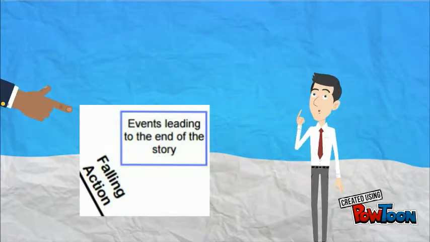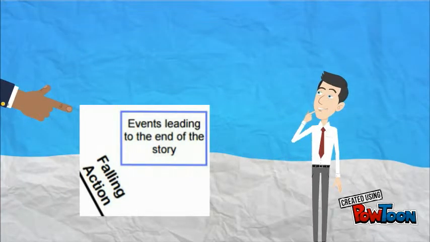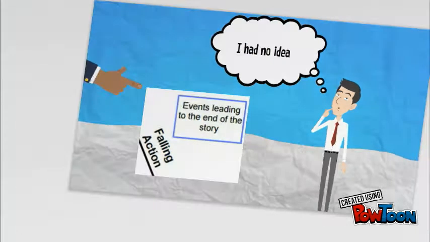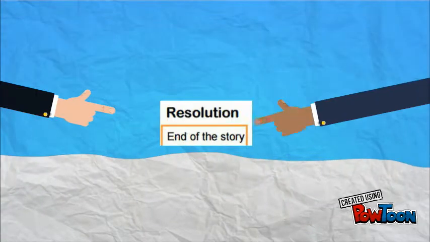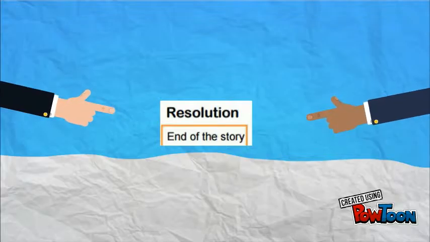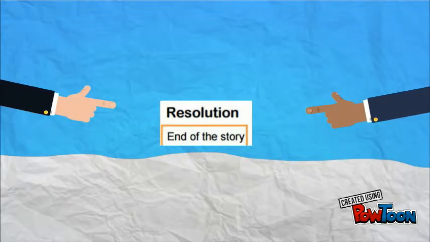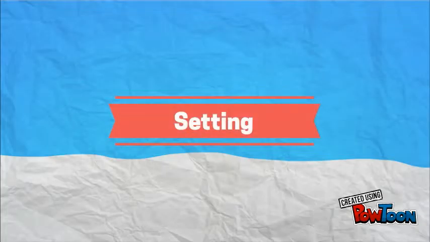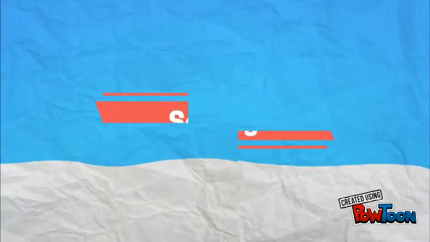Falling action are the events leading to the end of the story. In Homage, the falling action is the last moments of guilt, whereas for The Best Man to Die, it is when clues begin to fall into place and the suspects get narrowed down. The resolution is the end of the story. In Homage, it is when the assassin kills herself, but in The Best Man to Die, the resolution is when they discover the murderer.